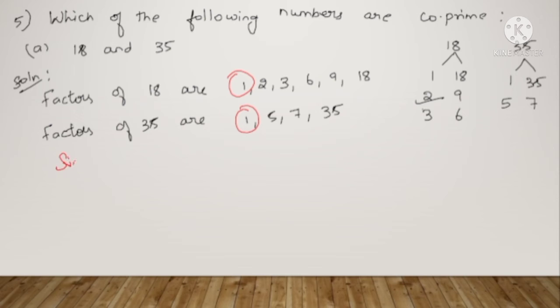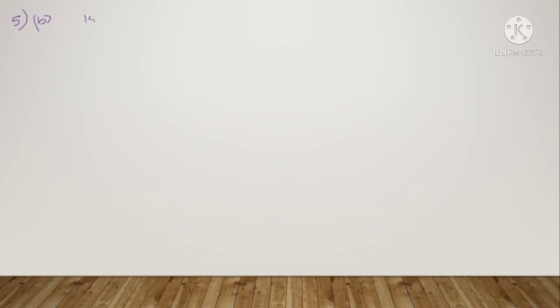Since 18 and 35 have only 1 as a common factor, they are co-prime. Next, second subdivision, 15 and 37.